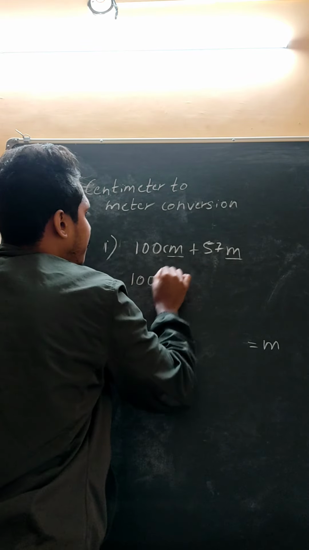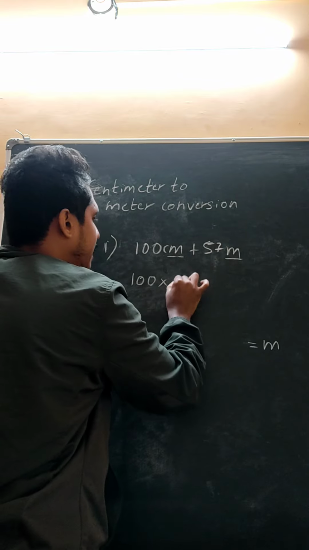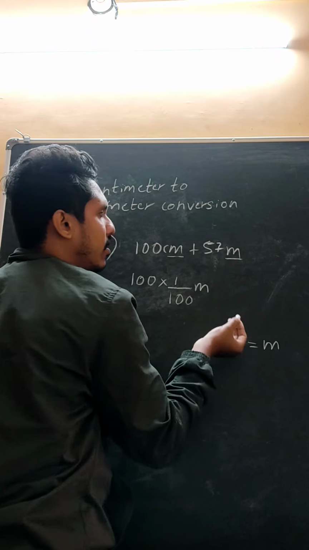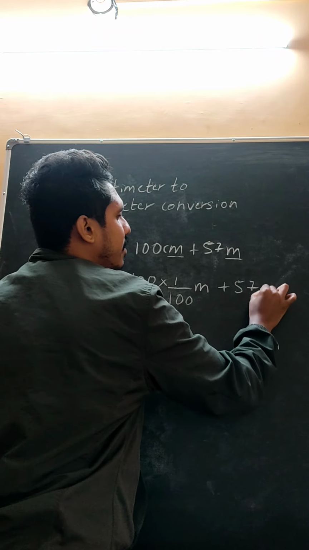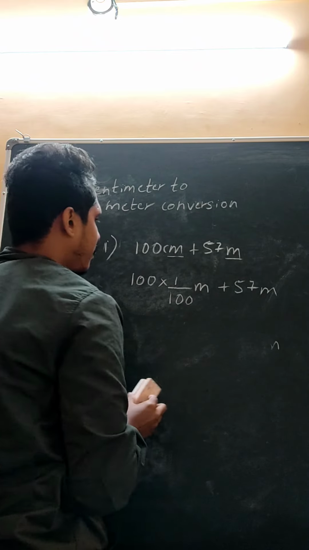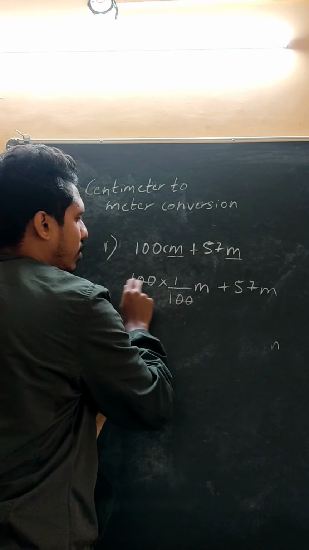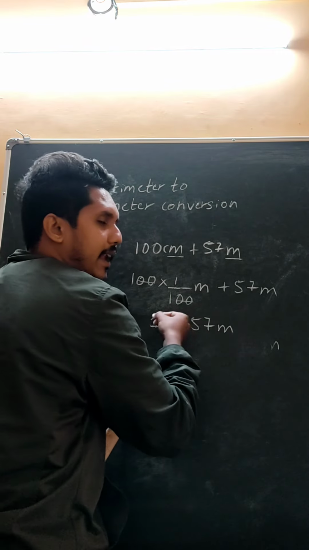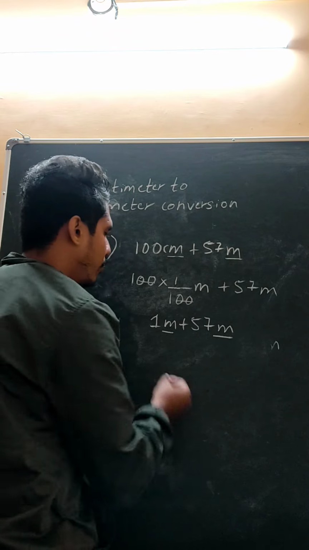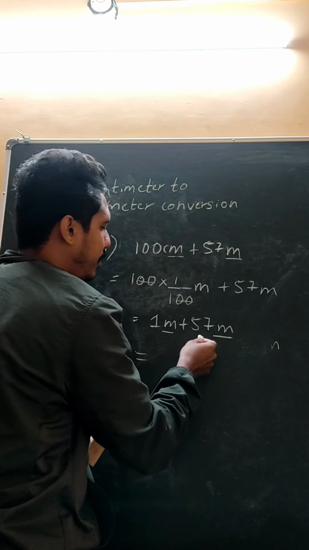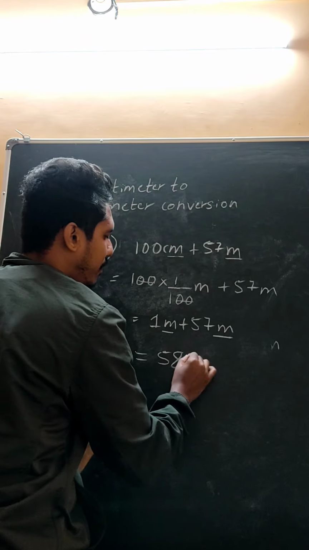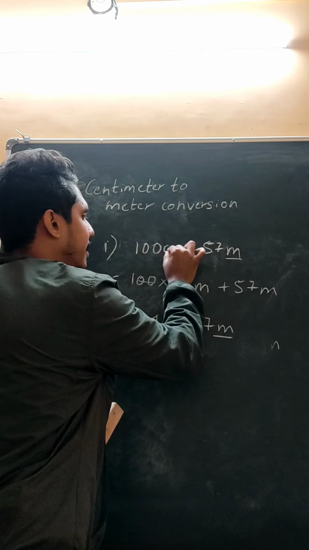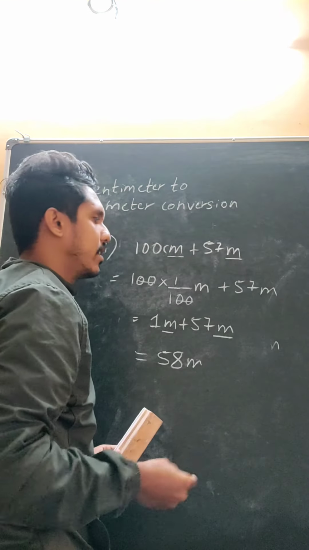So 100, what is the value of centi? The value of centi is 1 divided by 100. Meter as it is. Plus 57 meter. So 2 zeros get cancelled here. What is remaining? 1 meter plus 57 meter. Now we can add directly, right? The units are in meter now, so we'll get the answer in meter. 1 meter plus 57 meter is 58 meter. As simple as that. If you know the value of centi, we can convert into meter and get the answer in meter.